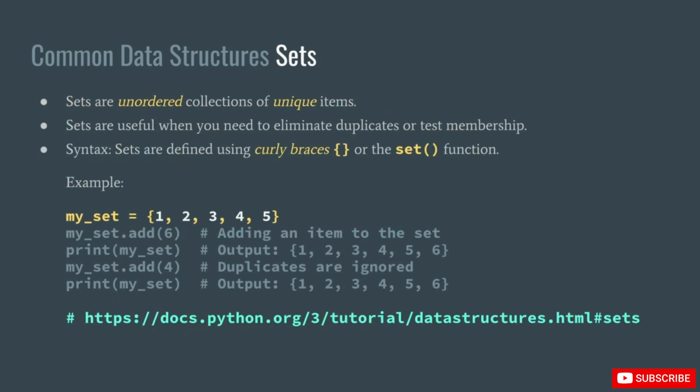Sets in Python are unordered collections of unique items. They are especially useful when you need to eliminate duplicates or test for membership. You can define a set using curly braces or the set function. If you add an item that already exists in the set, it will be ignored, ensuring that the set only contains unique elements.